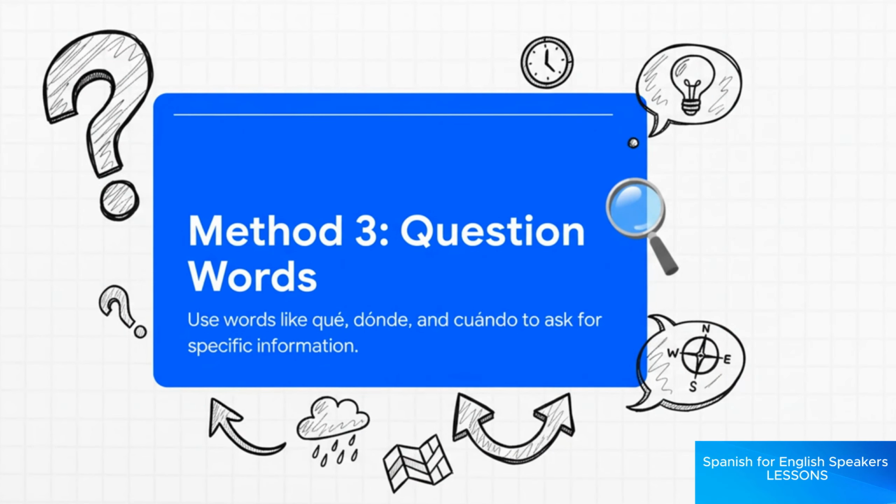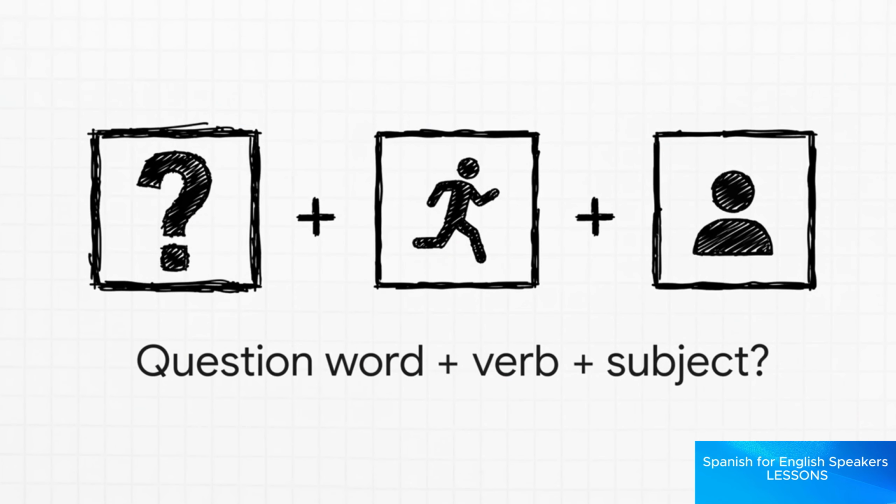Okay, but what if you need more than just a yes or a no answer? Well, that's where our third method comes in, using question words. You know, your classics like what, where, and when, or in Spanish, qué, dónde, and cuándo. And the formula here is incredibly reliable, which is great news. You start with the question word, you follow it with a verb, and the subject just kind of hangs out at the end. Let's see what that looks like in action.